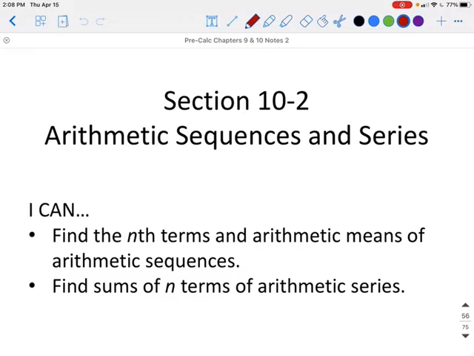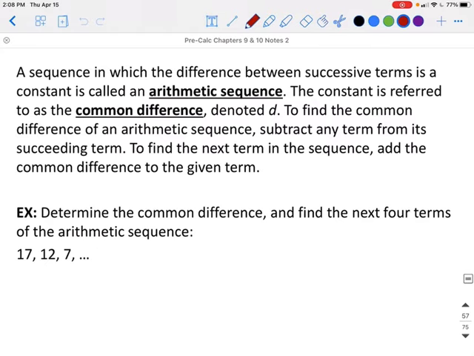This is section 10.2, part A, arithmetic sequences and series. A sequence in which the difference between successive terms is constant is called an arithmetic sequence. The constant is referred to as the common difference, which we will denote with the letter D. To find the common difference of an arithmetic sequence, subtract any term from its succeeding term. To find the next term in the sequence, you would add the common difference to the given term.